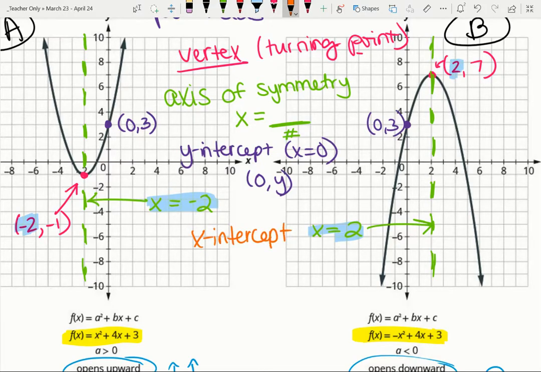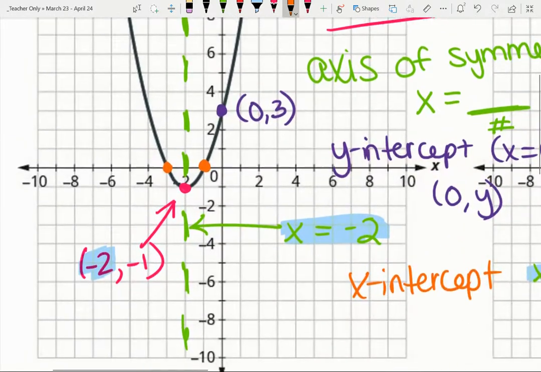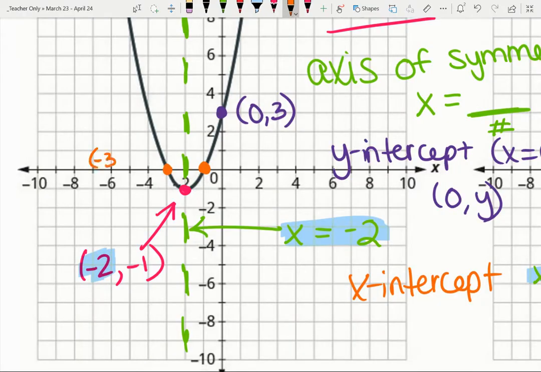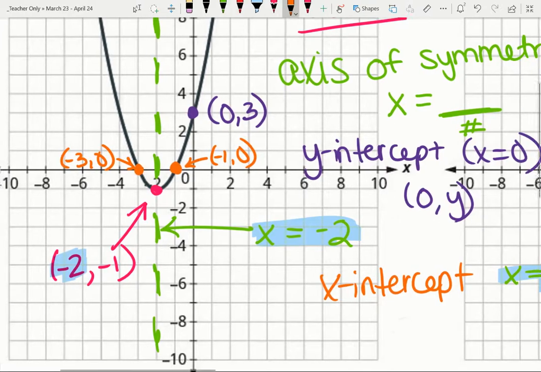And remember, an x-intercept happens where the graph crosses the x-axis. So for instance, on graph A, we have 2 x-intercepts. We have x-intercepts at the coordinate points (-3, 0) and (-1, 0), and again as coordinate points, we want to be listing both of those values.